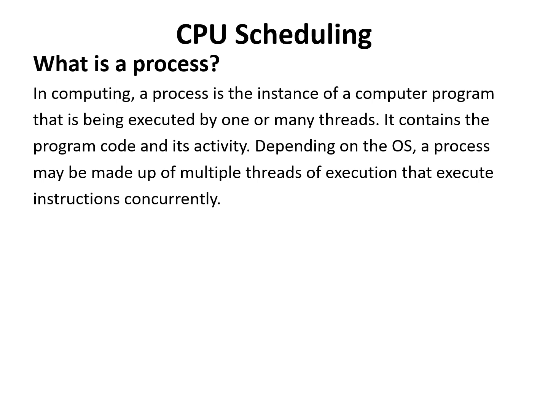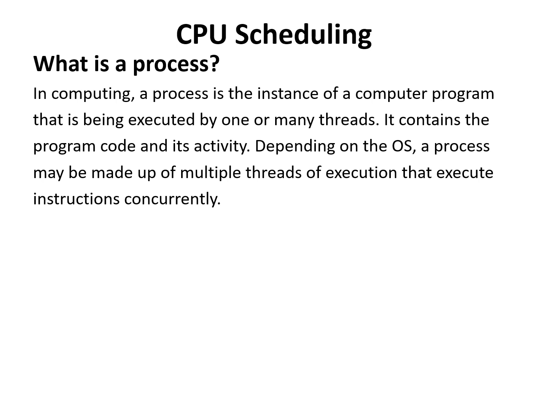After moving all the programs into the main memory, we apply a scheduling algorithm. After that, we move the processes one by one from main memory to the CPU for execution. In computing, a process is an instance of a computer program that is being executed by one or many threads.